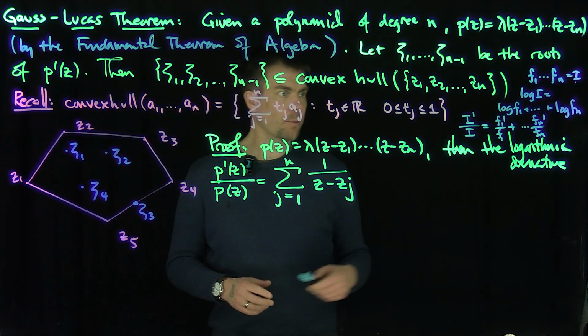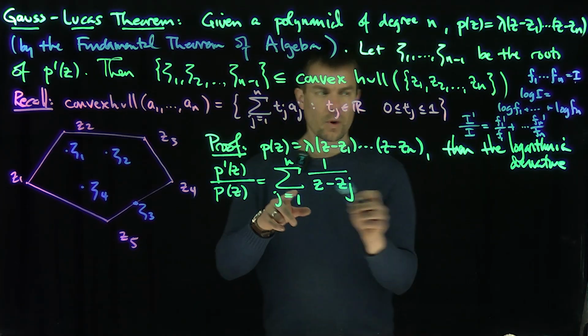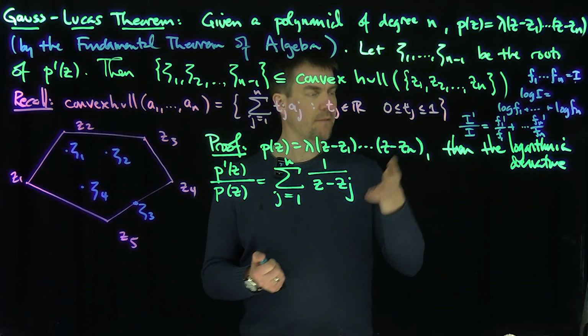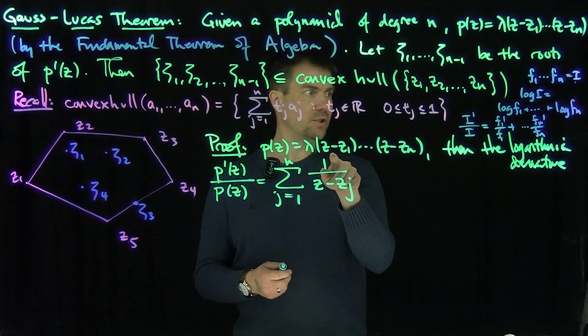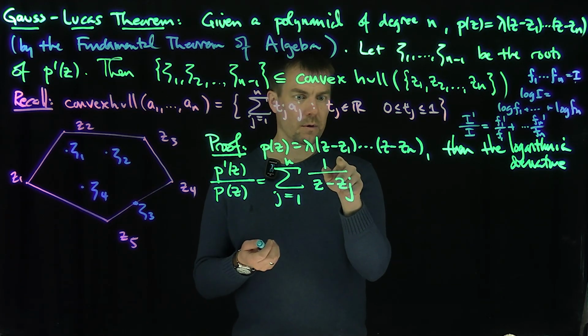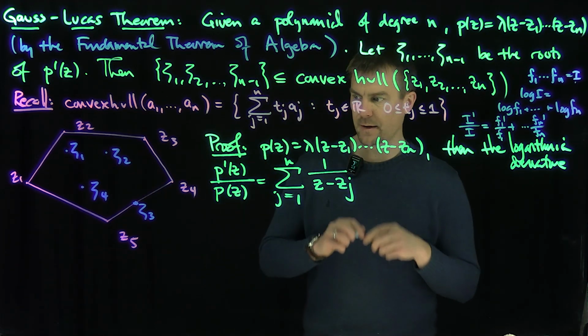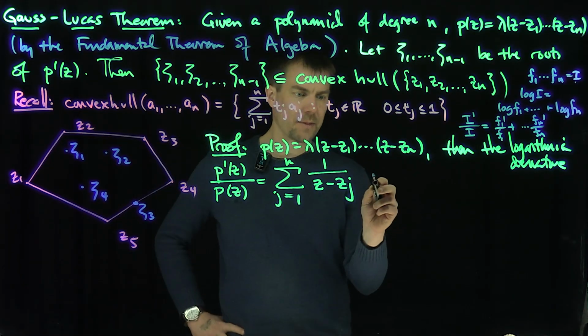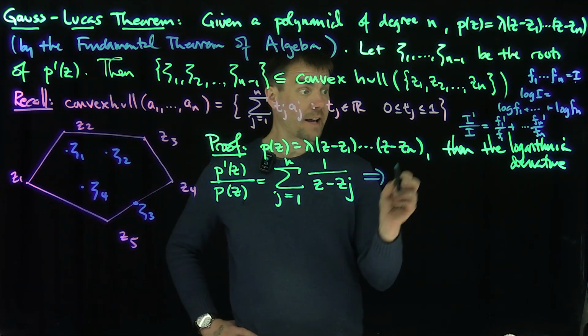All right, excellent. So I have p prime over p is the sum of fj prime over fj, and everything just cancels out. The f1 prime is just going to be 1, over z minus z1. So this formula gives me exactly this expression over here. That's just logarithmic differentiation.